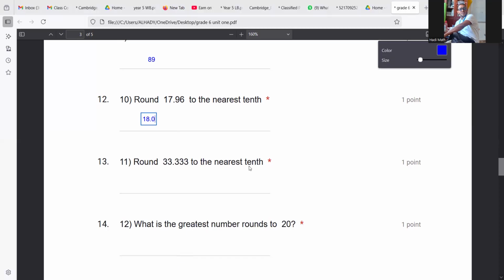Round this number to the nearest tenth. The tenth digit is the first digit after the decimal point, or on the right of the decimal point. So the 3. After 3, we have got 3, so nothing will be added. It's going to be 33.3, and that's it.